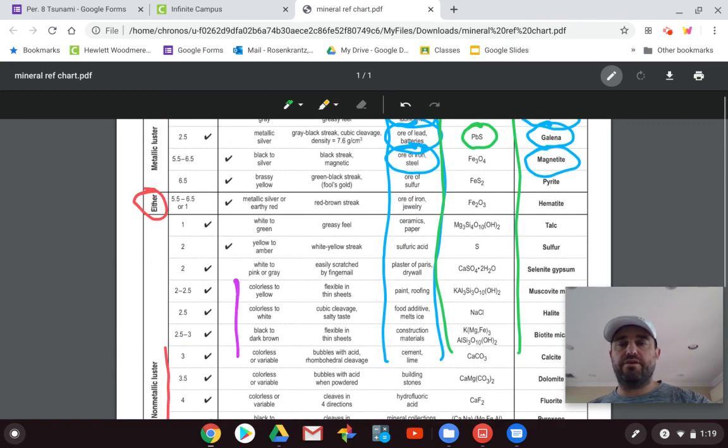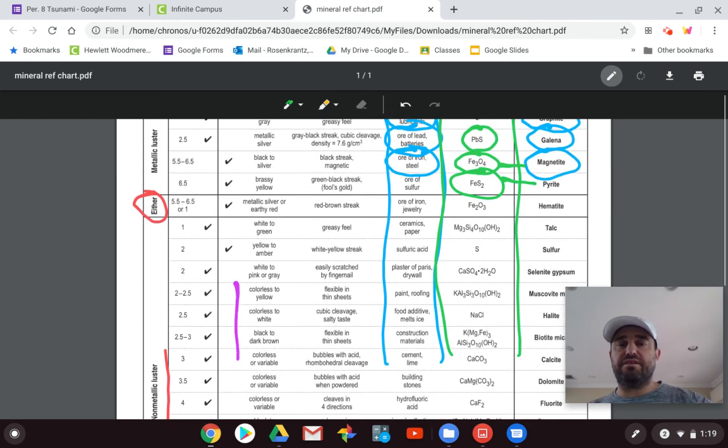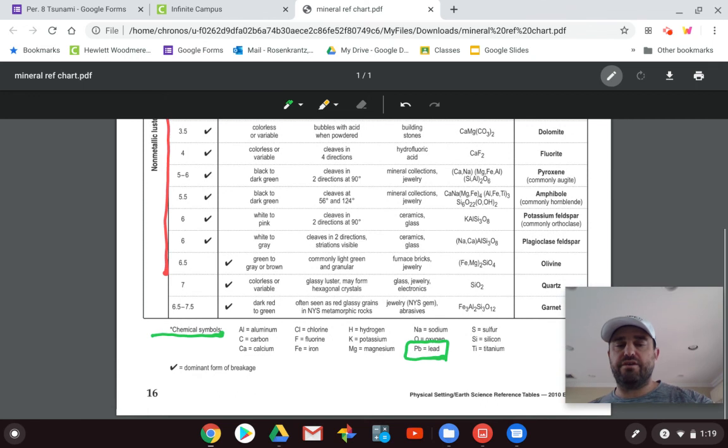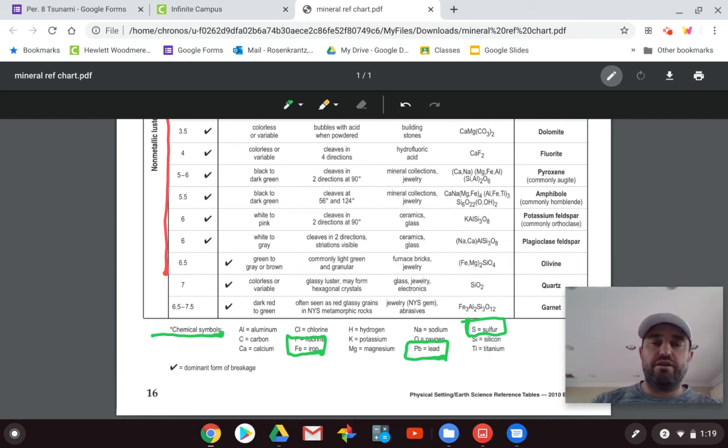So iron and oxygen are in magnetite, and iron and sulfur are in pyrite. So you don't have to memorize that Fe is iron. I go to the bottom of the page and I look for Fe. And there it is. And S is sulfur. Okay, so they're only giving you the elements that are on this chart. So you don't have to use your whole periodic table that you learned about last year. Okay.